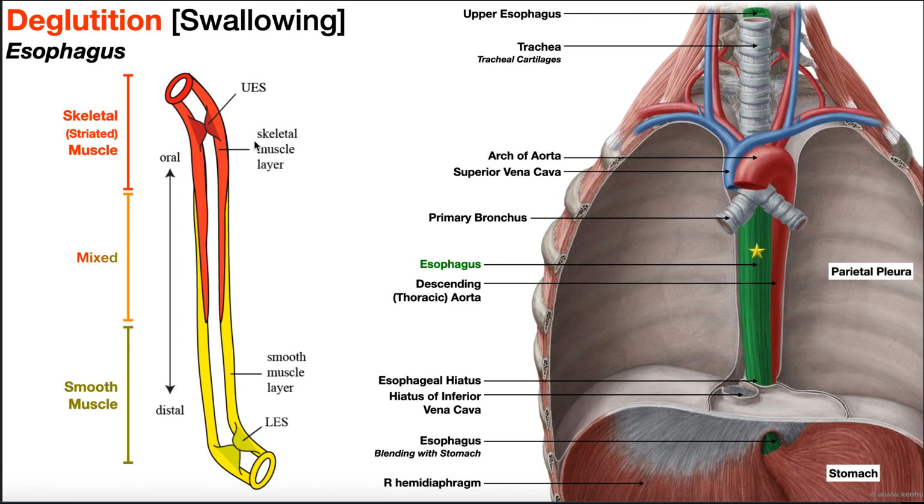So near the top, closest to the pharynx, is skeletal muscle. Near the bottom, closest to the stomach, is smooth muscle. And in the middle is mixed, and all of it is involuntary.